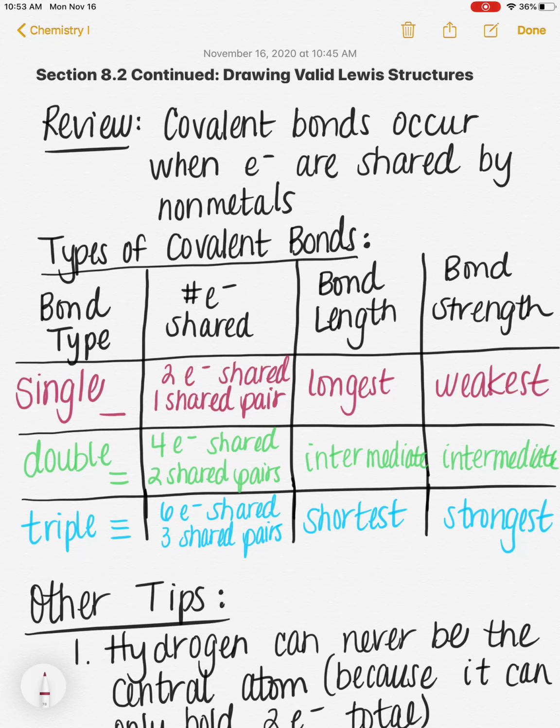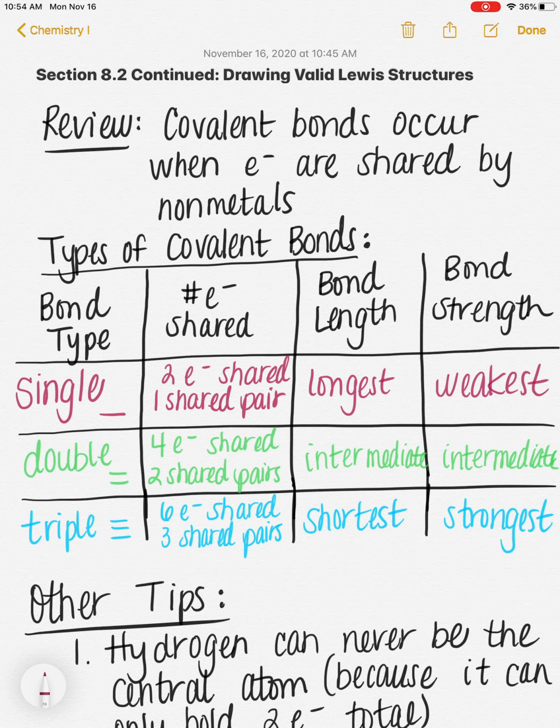Hello everybody. Today we are going to continue our discussion of section 8.2 from your textbook, and we are going to focus on drawing valid Lewis dot structures. Before we begin, we need to review a few key concepts. The first thing that we need to review is that covalent bonds occur when electrons are shared by nonmetals.